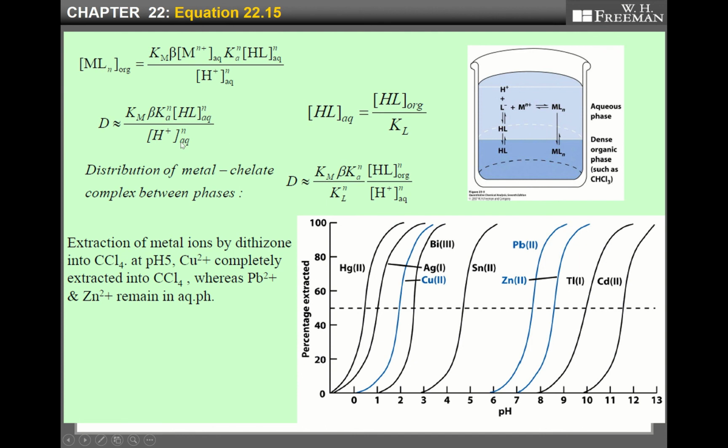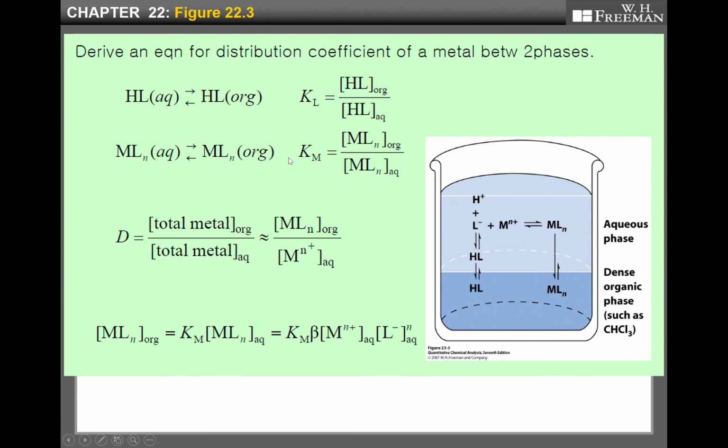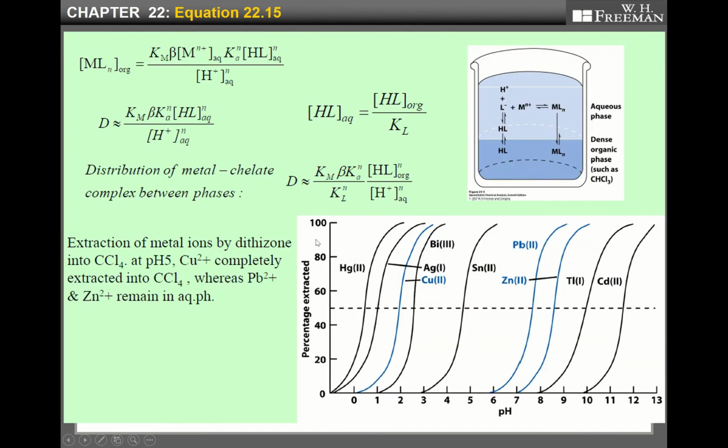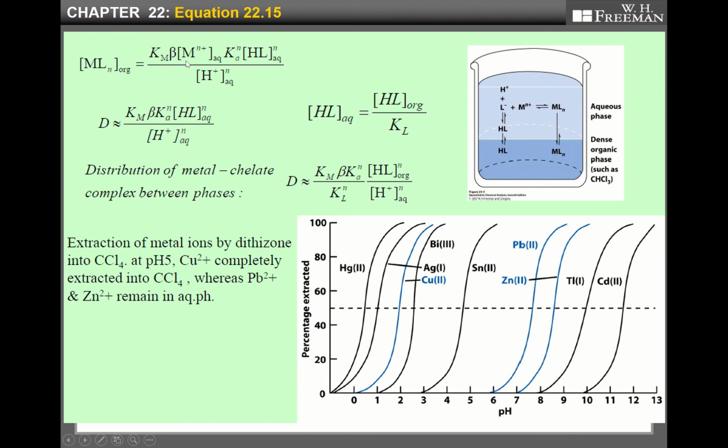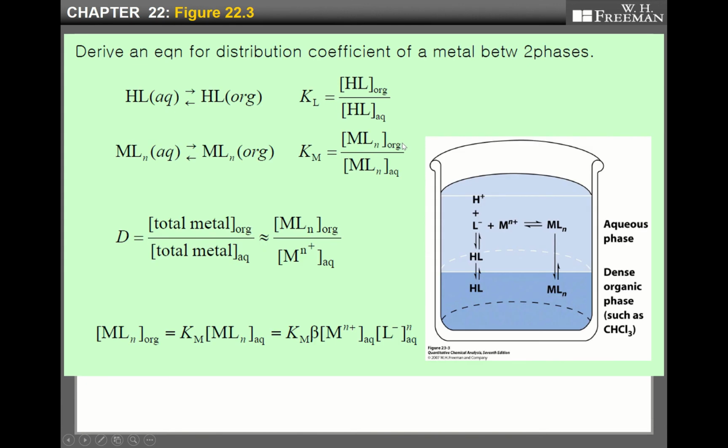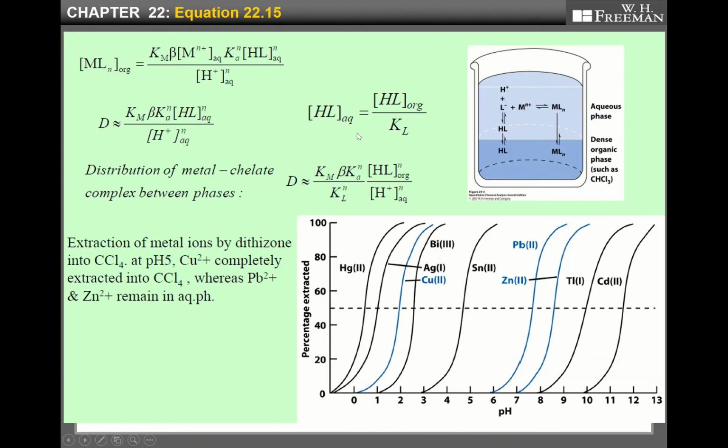Here, D is actually defined by this one, and this part may be removed, and it becomes this part. And the HL concentration in the aqueous phase is given by this equation. This is a simple arrangement of this one.